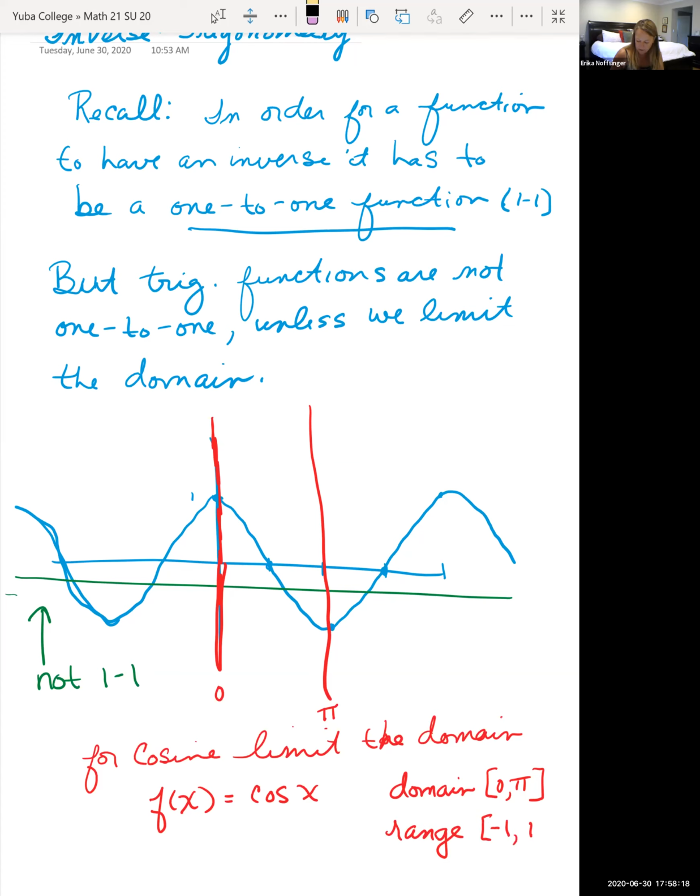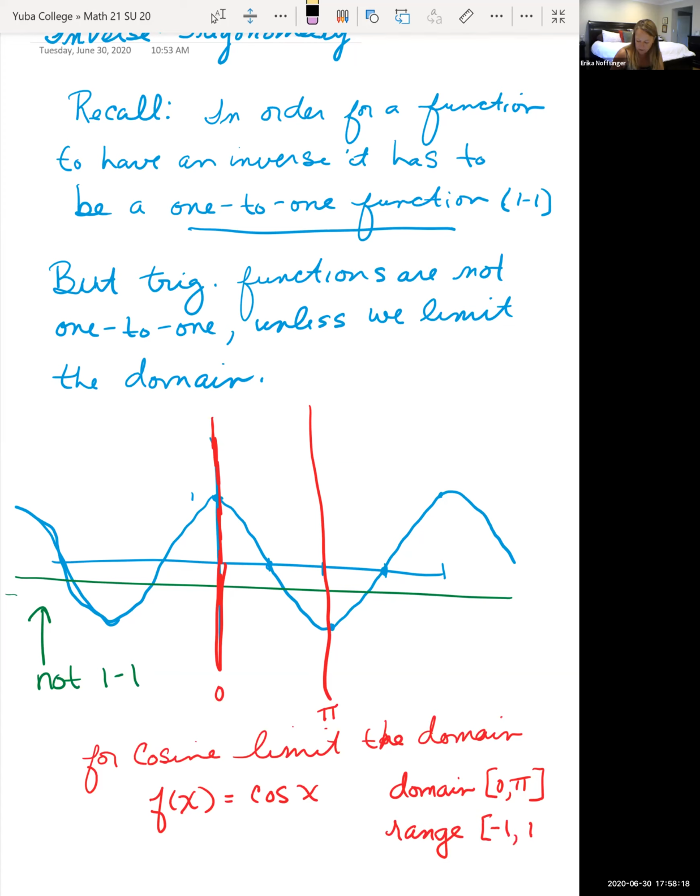So cosine inverse of x is equal to y. And so f inverse of x is written this way. Okay, that -1 kind of looks like an exponent, but it is not really an exponent, and that is not the same as 1 over cosine of x.